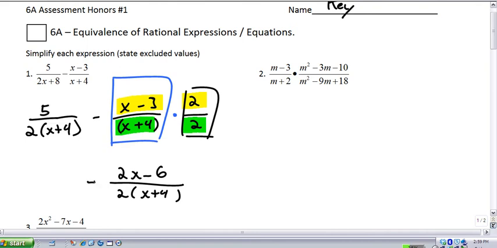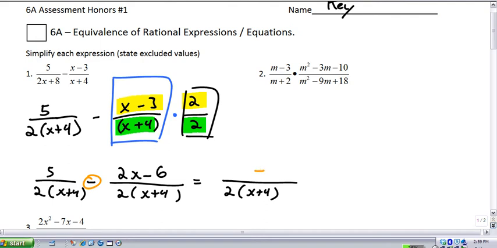So we'll catch up now. 5 over 2x plus 4. Okay, so now we've got a common denominator. We can subtract those fractions. So the new denominator is 2 times x plus 4. And since we have subtraction, I'll have one thing minus another.